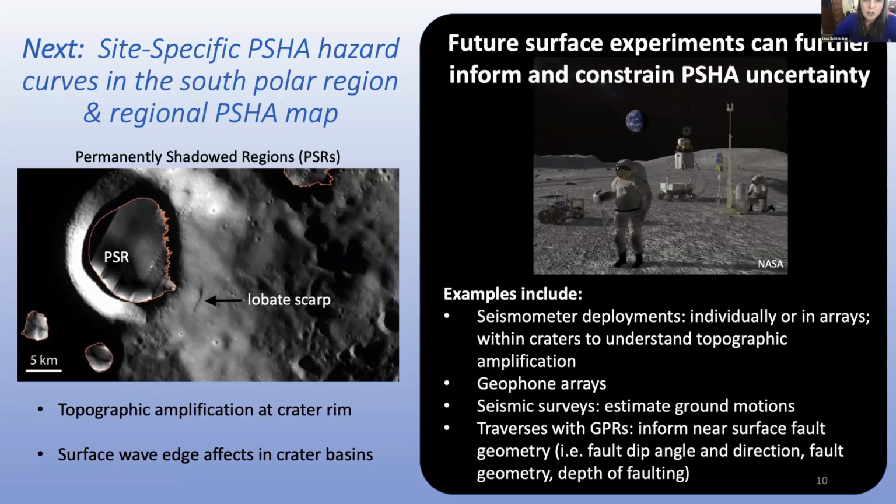Also, if we're going to the moon and astronauts are going to be there, are there things they can do? Putting out seismometers would allow us to get some information on the site in the South Polar region, which may be different than the Apollo landing sites. That would be important for seismic hazard. With geophone arrays, we might be able to image faults and things like their dip direction, especially if you're close to the fault, which would all control your hazards. So there are activities that we've been brainstorming about that could be done to constrain the PSHA uncertainty.